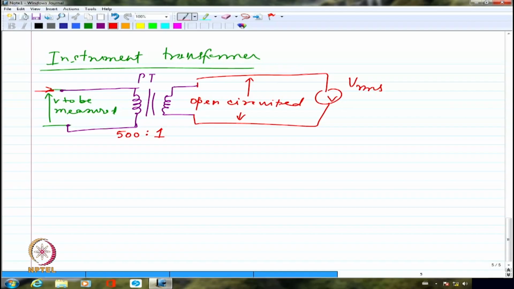So in this case, if I call this V1 and this V2, I am going to have V1 by V2 equal to N1 by N2. But I cannot write this as equal to I2 by I1, because it is open circuited. I am not going to have any current on the secondary side, literally.